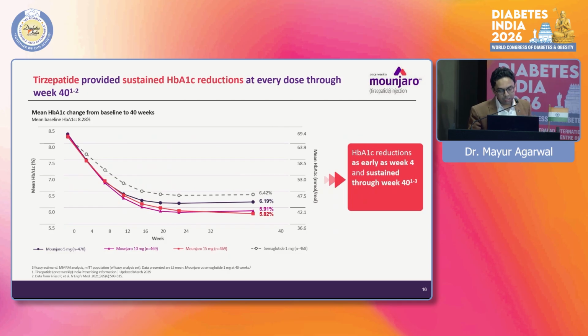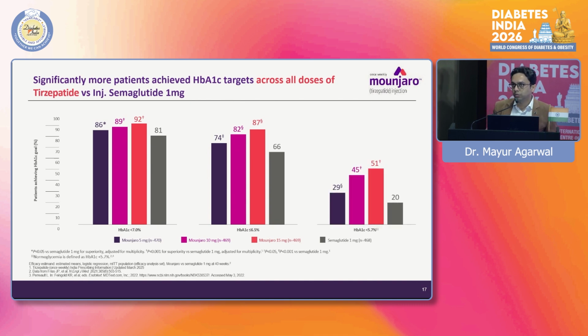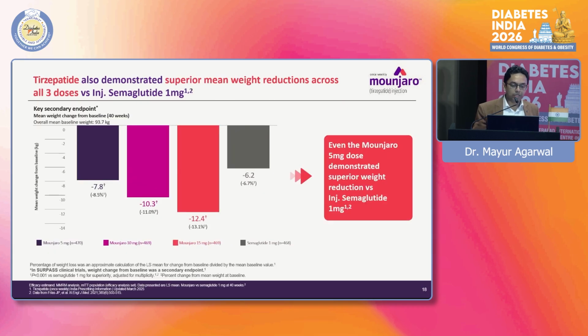So if you see again, with semaglutide the sustained HbA1c reduction is lesser than with tirzepatide. And then when you talk about patients achieving the target HbA1c, usually we target 7.5 or 7 depending on the patient. So whatever you do, 6.5, 7 or even lesser than 5.7, it is higher with tirzepatide as against semaglutide. Number of patients achieving that target.